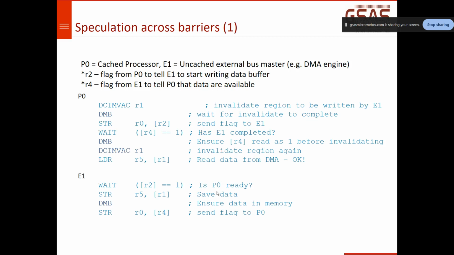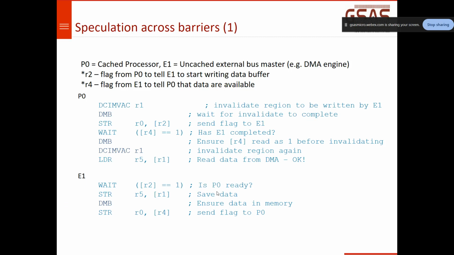Once after that, it will wait for R4 equal to 1. R4 is a flag set by the DMA engine. The DMA engine ensures that the flag set by P0 indicates that the memory is free or kept empty. Then it will write the data. STR is for writing the data. Then DMB again, to ensure that the data is written by the DMA engine to the specific address. It also sets the flag to indicate to the cached processor that the data has been written by the DMA and the processor can read the data.